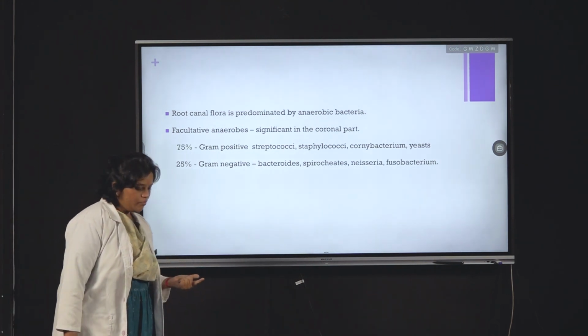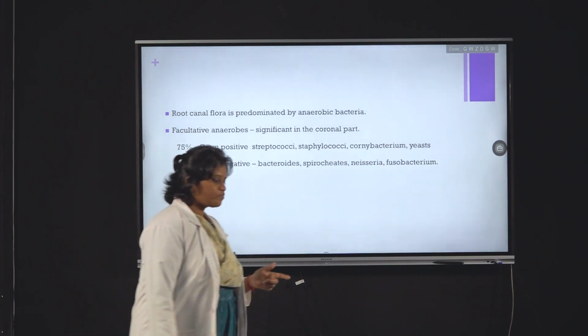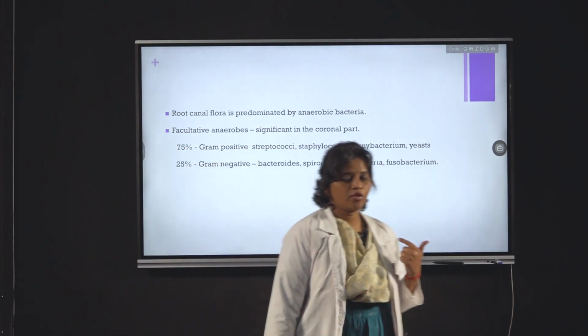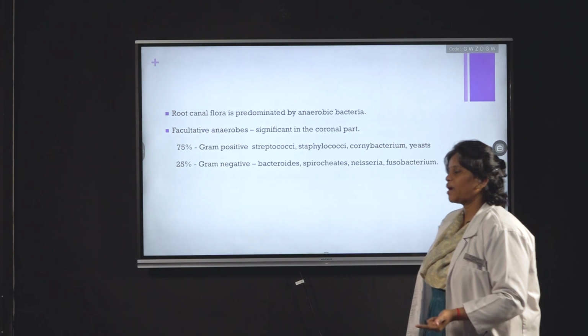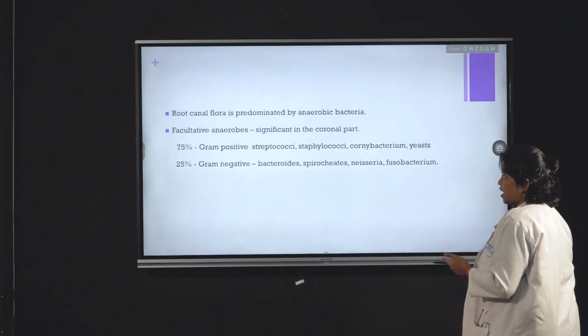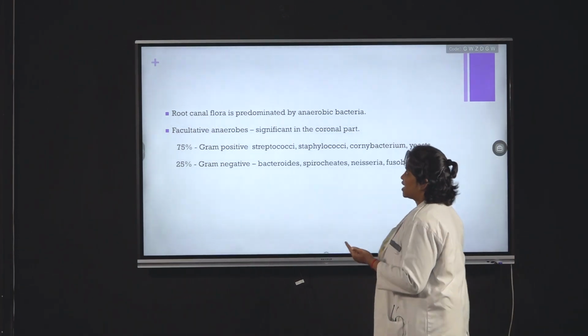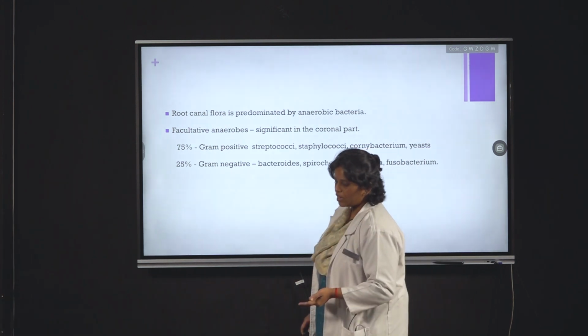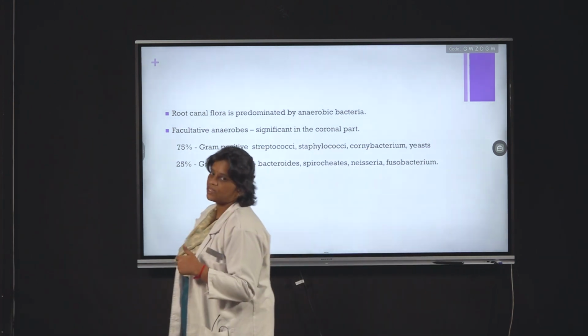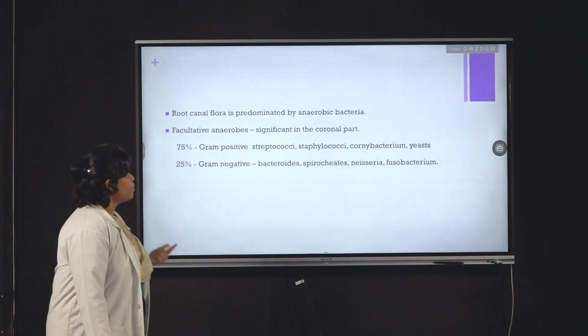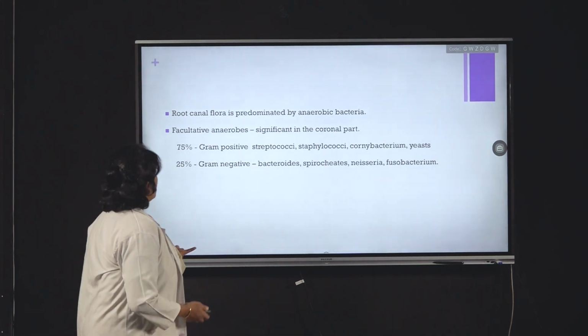So again we are seeing the root canal flora is usually predominated by anaerobic bacteria. Of that anaerobic bacteria, 75% are gram-positive and 25% are gram-negative. And facultative anaerobes are mostly seen in the coronal third, and obligatory anaerobes are usually seen in the apical third.